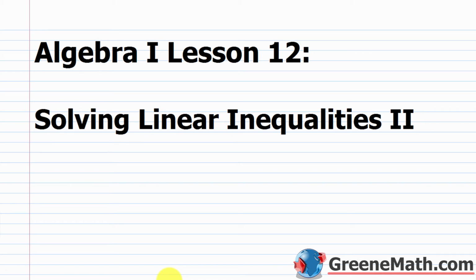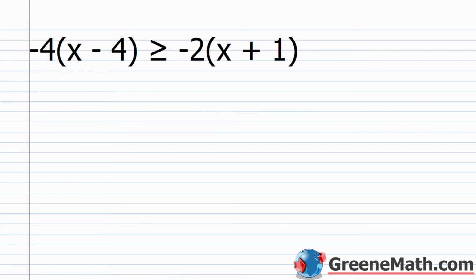In this video, we're going to continue learning about how to solve linear inequalities in one variable. So we're just going to jump in here. We already know the basics, and so anything else that we're going to learn along the way. When I look at this, I have negative 4 times the quantity x minus 4 is greater than or equal to negative 2 times the quantity x plus 1.